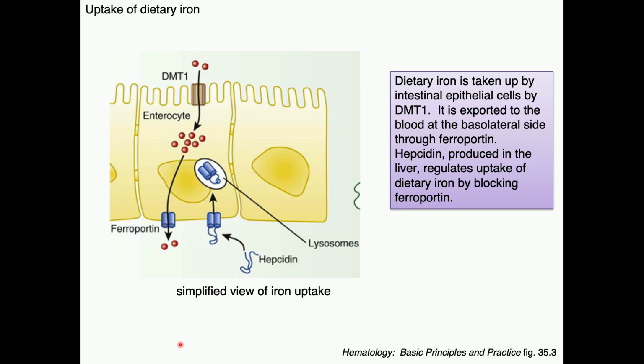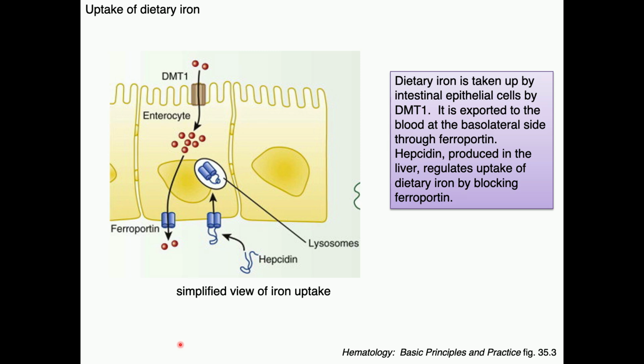It's transported into the cell. It can be used for different purposes within the gut epithelial cell, because the gut epithelial cell is going to have mitochondria and DNA metabolism. You know, it's got its own needs for iron, right? So some of the iron just stays within that enterocyte and does its thing there to support the enterocyte's needs. Most of the iron is going to be exported through a basolateral channel called ferroportin. And then ferroportin makes the iron available to the rest of the body. Okay.